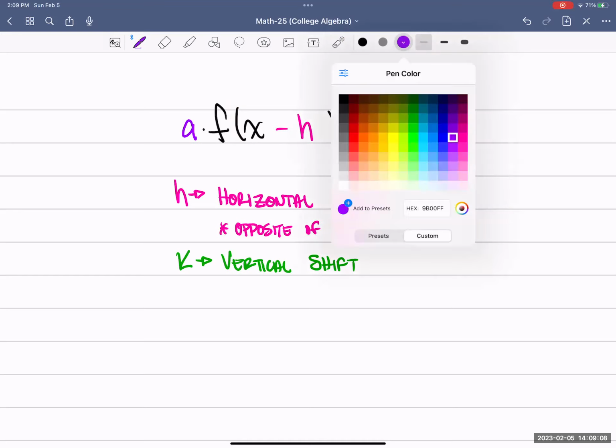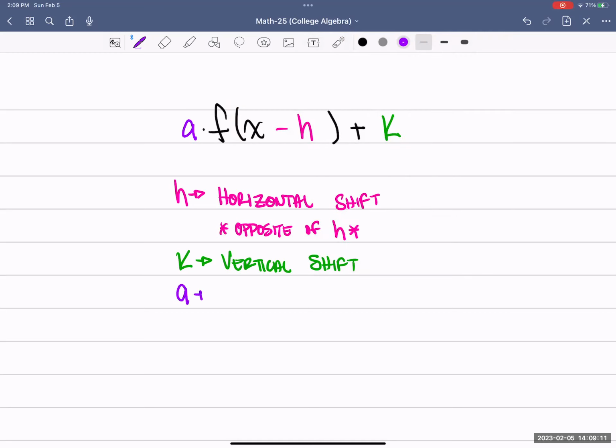And now for A, we had a couple of different rules. So the first rule was the most obvious, which was a negative A is going to reflect about the x-axis. So when A is negative, we have a reflection about the x-axis.